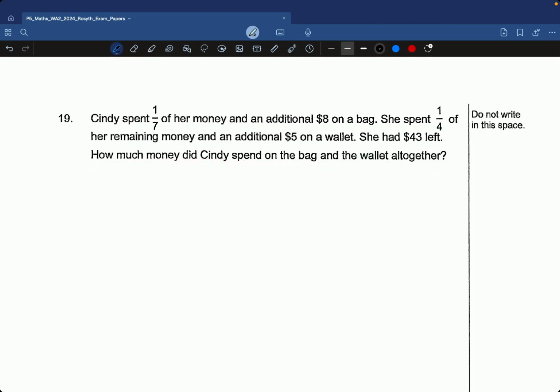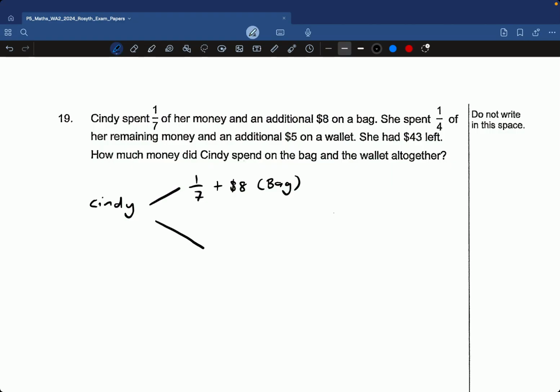Right. So let's do something, I call it branching. So Cindy, she spent on a bag. The bag itself is 1/7 of her money, so I'm going to write 1/7, and an additional $8. So this is for the bag: 1/7 of her money plus $8 to buy a bag.